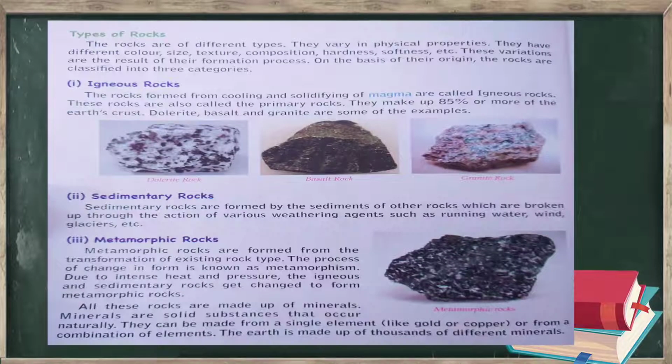First one we will discuss is igneous rocks. Now the question is, what is igneous rock? The rocks formed from cooling and solidifying of magma are called igneous rocks. These rocks are also called the primary rocks. They make up 85% or more of the earth crust. Examples are dolerite, basalt, and granite.